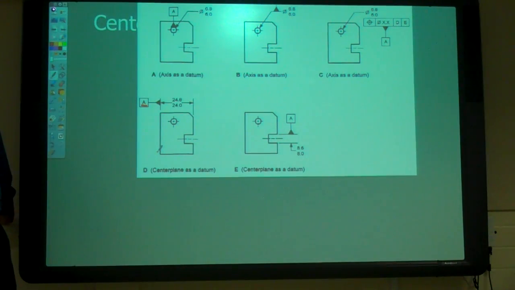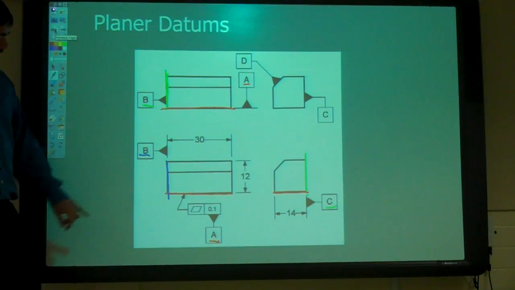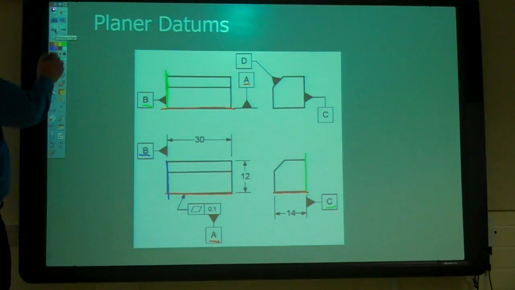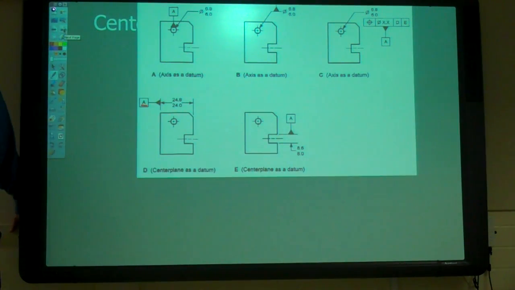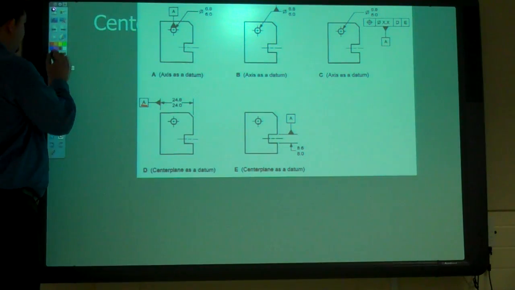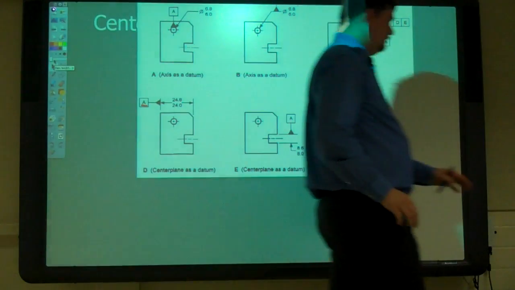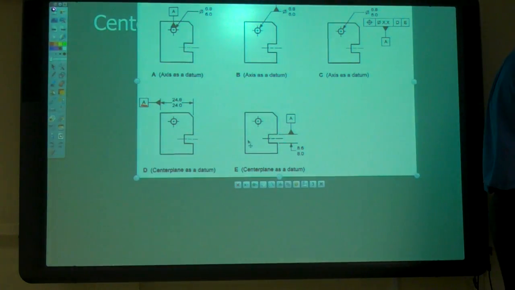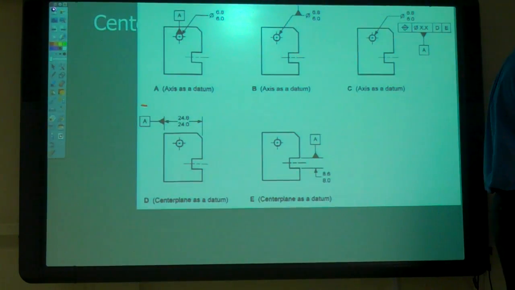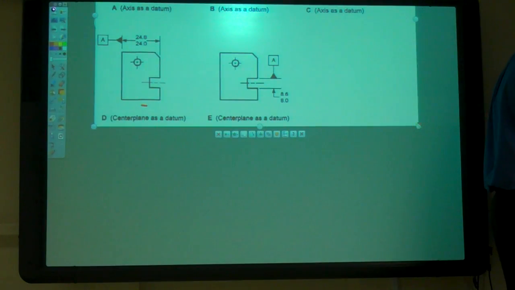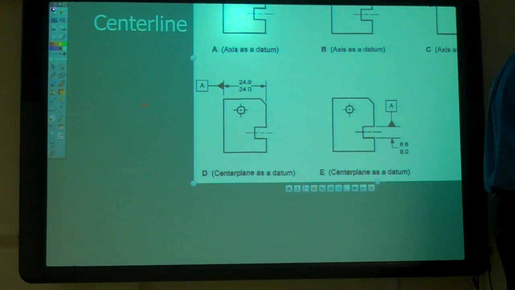But on the last drawing, you had it right there. Yeah, on the last one, B's right there. On this one, it's not the same. The center plane has the datum. Center line of the part. So let's look at this one.